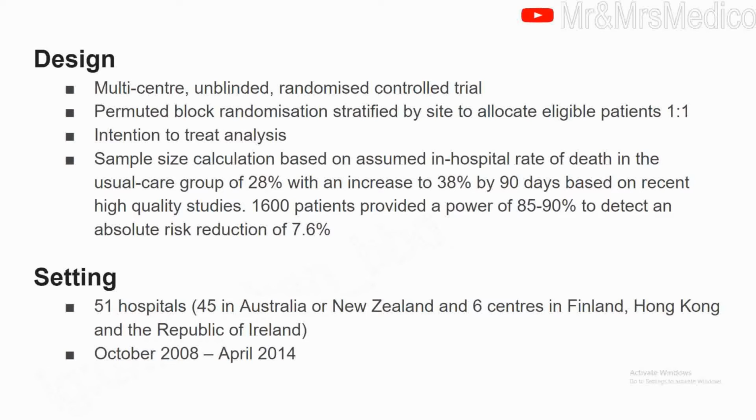Design of the trial: this is a multi-center, unblinded randomized controlled trial. Permuted block randomization stratified by site was used to allocate eligible patients 1:1, with intention-to-treat analysis. Sample size calculation was based on the assumption of an in-hospital death rate in the usual care group of 28%, with an increase to 38% by 90 days, based on recent high-quality studies. 1600 patients provided power of 85 to 90% to detect an absolute risk reduction of 7.6%.